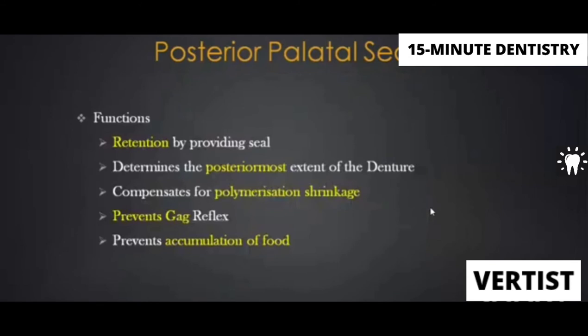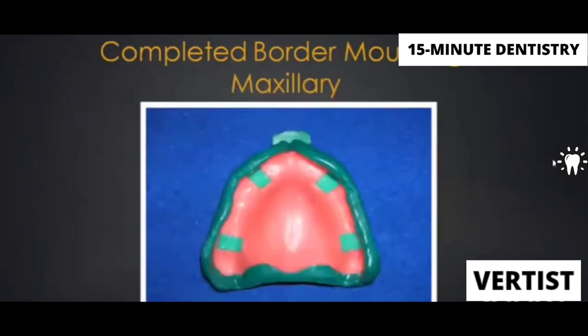Posterior palatal seal, very important question in theory also. I'll just quickly tell you what the functions are. It is asked in VIVA also. Most important, retention, because it provides seal, atmospheric pressure. Second, it determines the posterior most extent of the denture, and compensates for polymerization shrinkage. No time to explain now, maybe in the question answers if you have doubts. It prevents gag reflex and prevents accumulation of food.